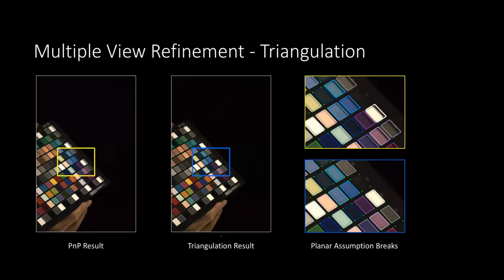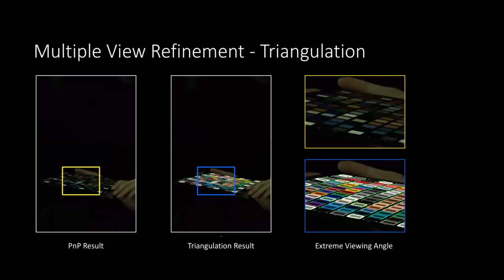Because when we do the solo PnP in the single view setting, we assume the color checker is a perfect plane, but it's not always the case. So for the outliers, we can see the reprojected key points don't align really well with the ground truth. But it's not an issue for the triangulation because we don't assume it to be a perfect plane. And another advantage is sometimes we will view the color checker from an extreme viewing angle.